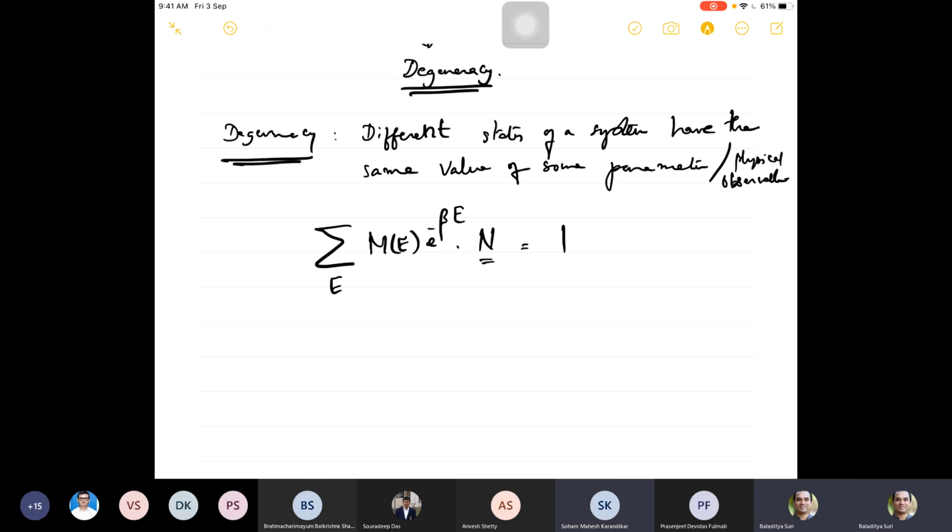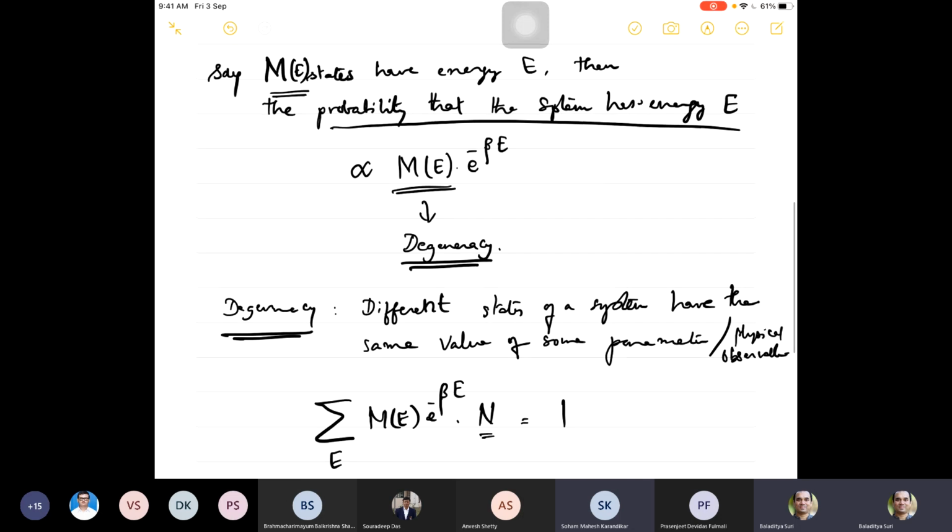This normalization will take care of that. Yes, sir. That's why I did not write equal to, that's why I wrote it as proportionality. Yes, sir. Sir, and is this correct? Like you've written, then the probability that the system has energy E, or should it be that the probability that the system exists in such a state?